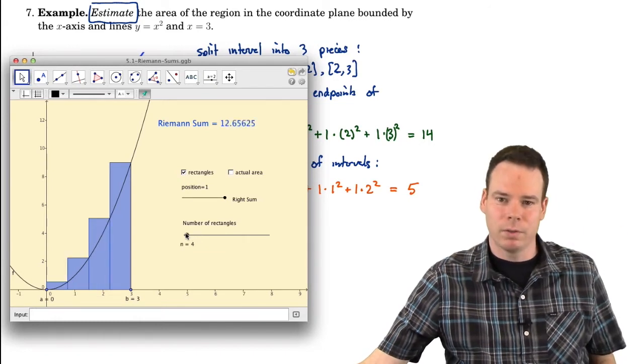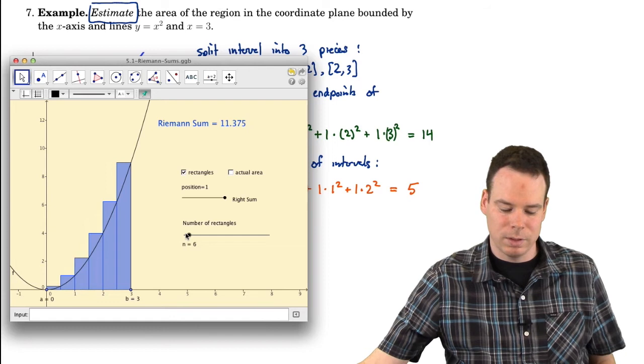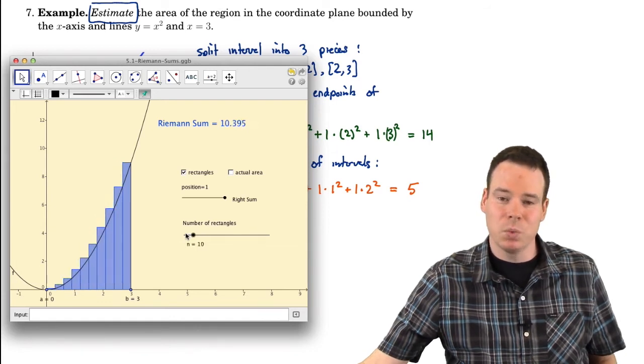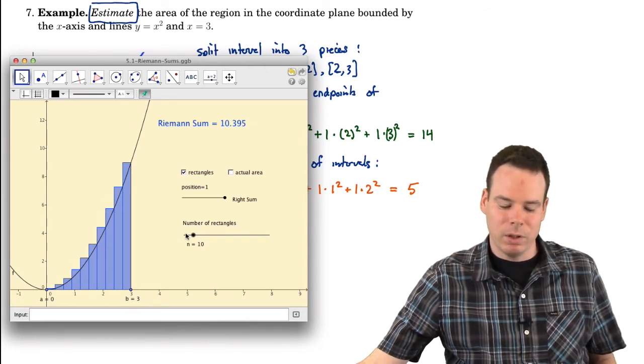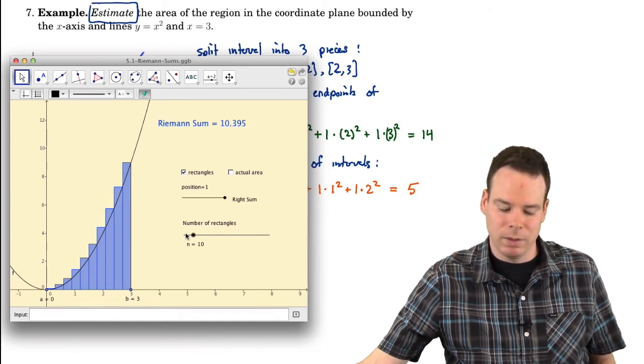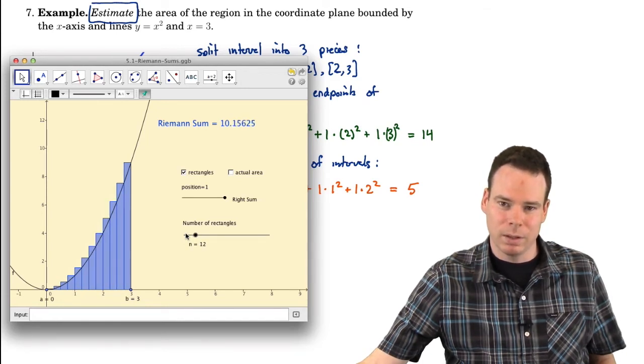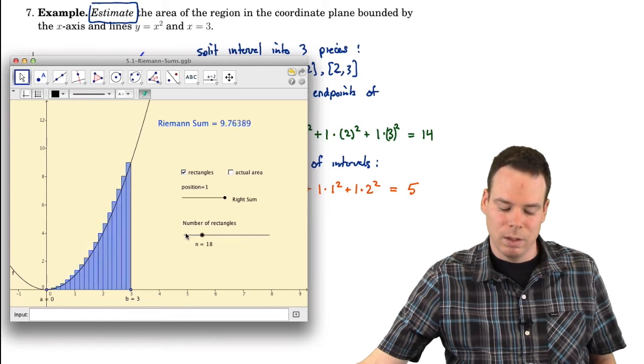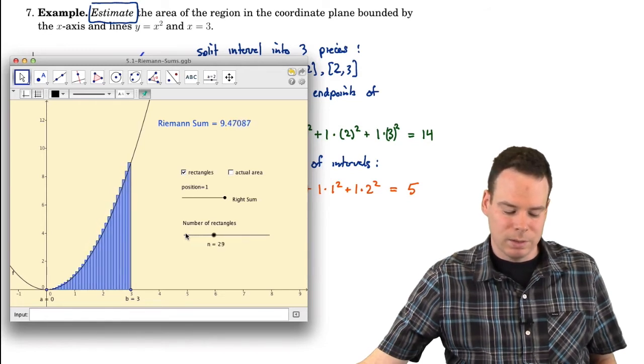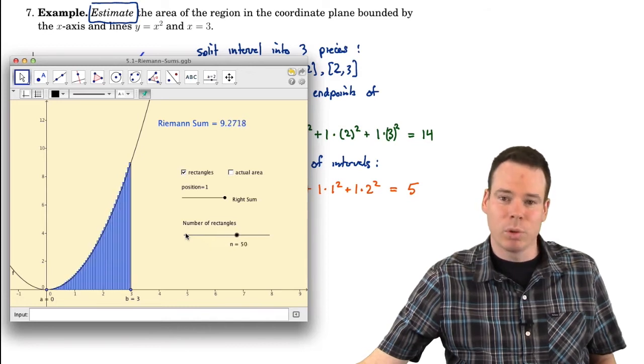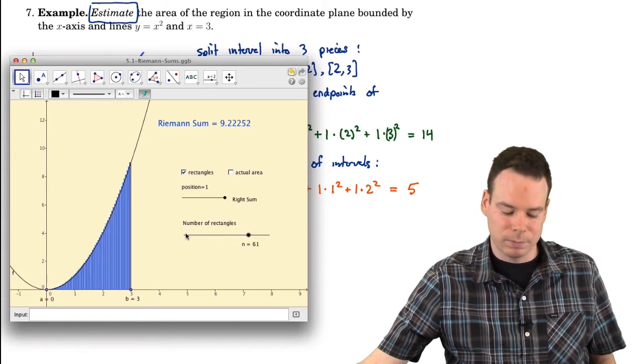So I could do it for 4 rectangles, or 5, or 6. And what you notice about the Riemann sum is those numbers are dropping. Each one of those numbers is an upper bound on the actual area we're looking for. So I know at this point, once I've used 10 rectangles, that my actual area is less than 10.395. If I use 11 rectangles, it's less than 10.264. 12 rectangles, 13, 14. Notice that the more rectangles I take, the better those rectangles seem to be at approximating the actual area under the curve.